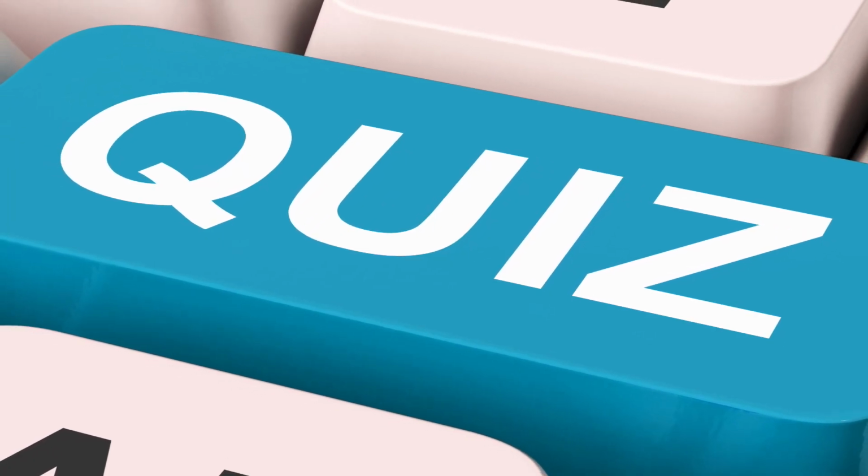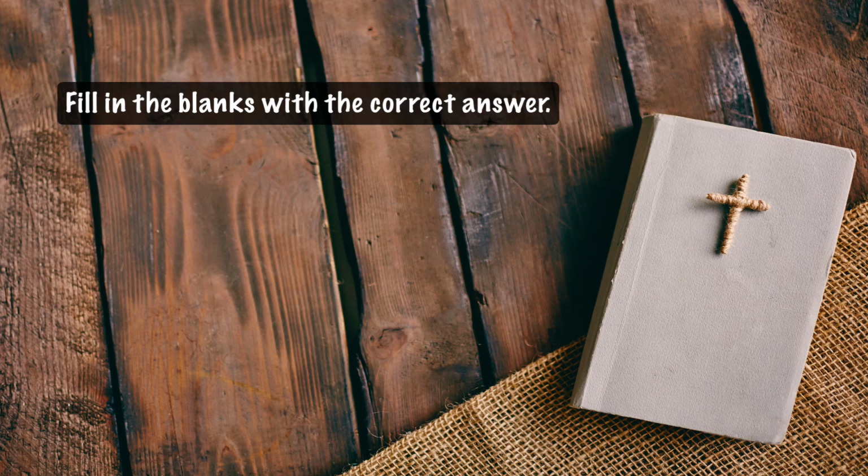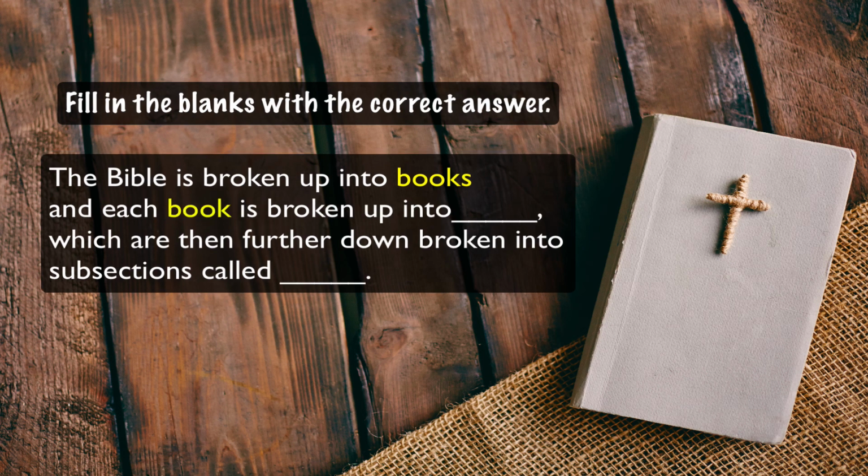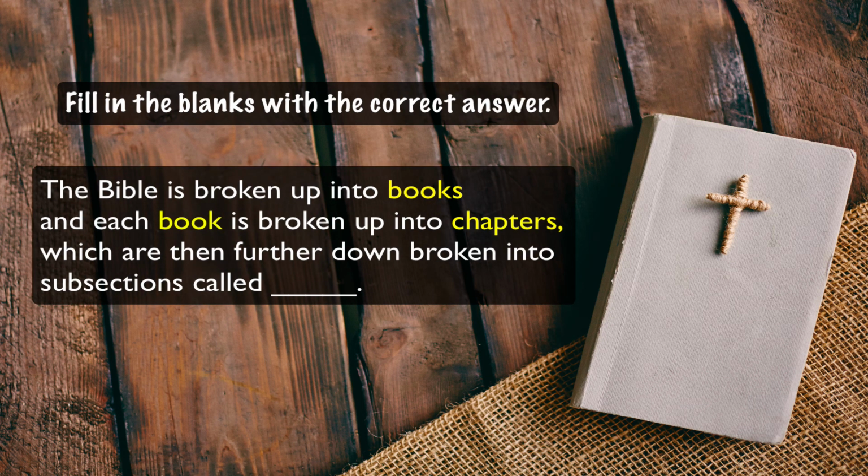Before we go though, a parting quiz. Please fill in the blanks with the correct answers. Take a few seconds, or you can simply pause the video to have more time. The Bible is broken up into blank, and each blank is broken up into blank, which are then further broken down into subsections called blank. The correct answers would be: the Bible is broken up into books, and each book is broken up into chapters, which are then further broken down into subsections called verses.